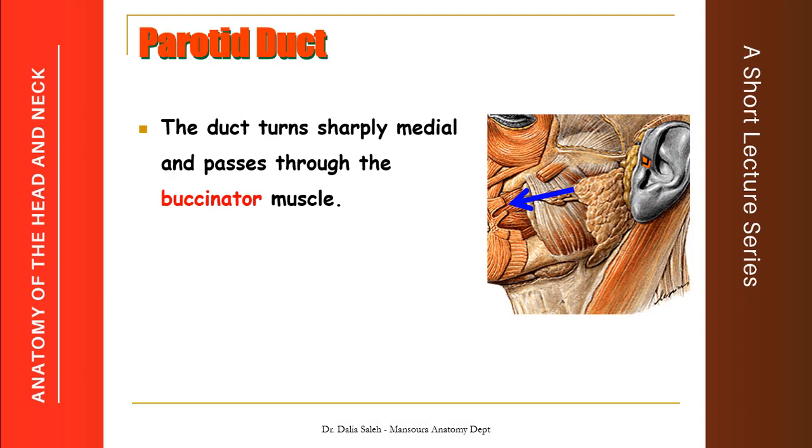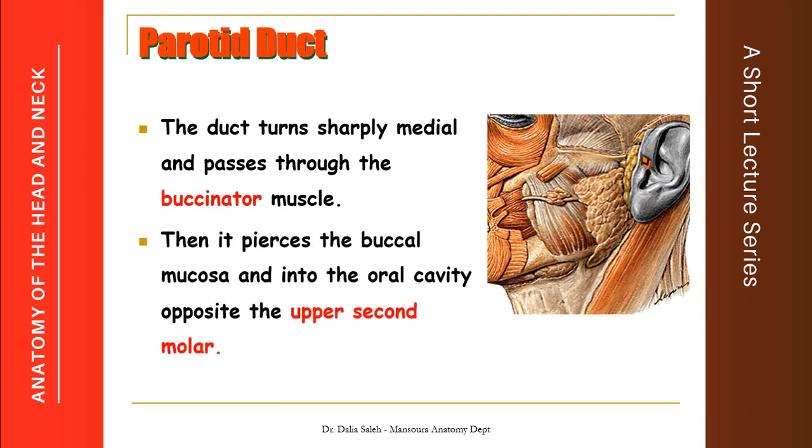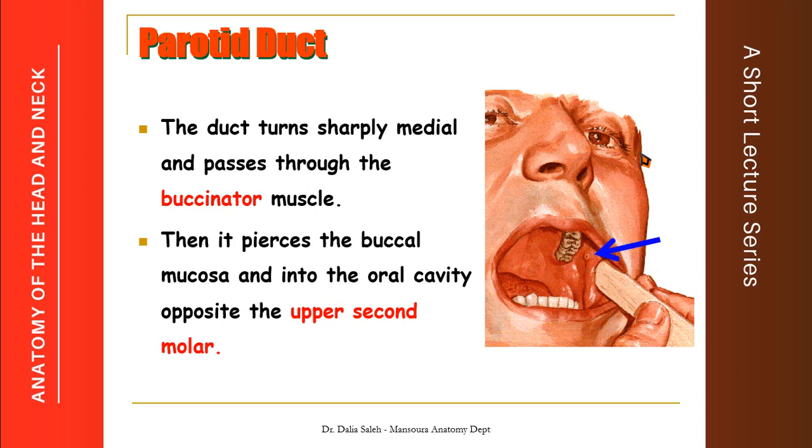Then the parotid duct turns sharply medially and passes through the layers forming the cheek and the muscle, of course, which forms the cheek, which is the buccinator muscle. Then it pierces the buccal mucosa and opens in the vestibule of the mouth opposite the upper second molar tooth. You can see its opening here.